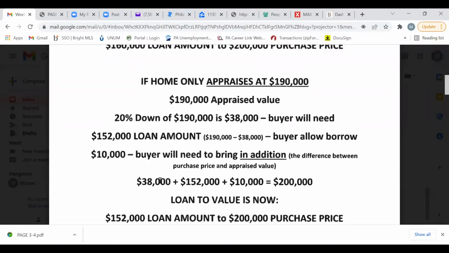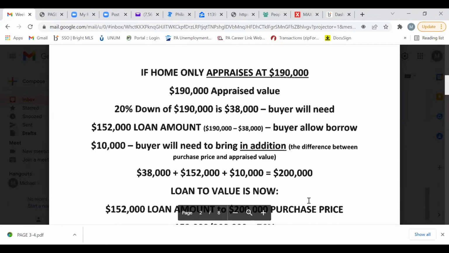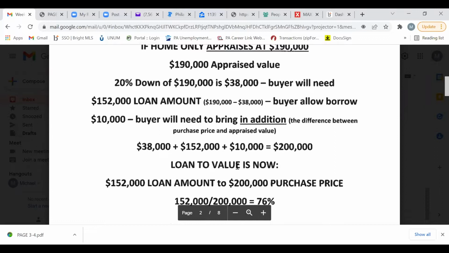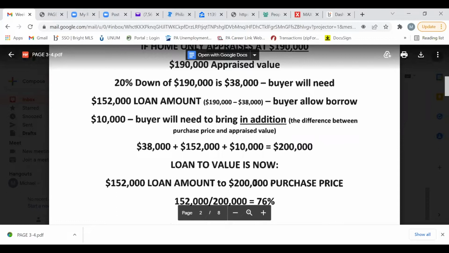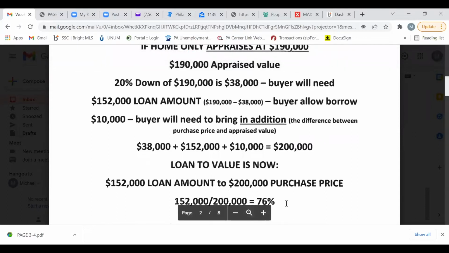So I have down there $38,000 plus 152,000 plus 10,000, that's 200,000. So if you want to look at it versus the original sales price, not the appraisal, but the original sales price, if you get a loan amount of 152 and the original purchase price was 200 grand, your loan to value is down to like 76% now.